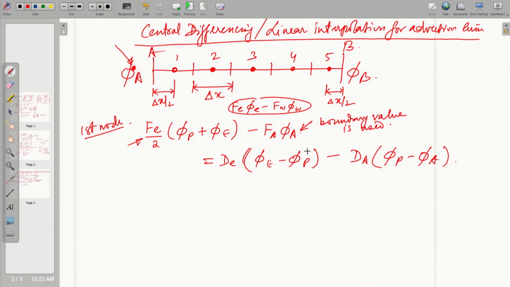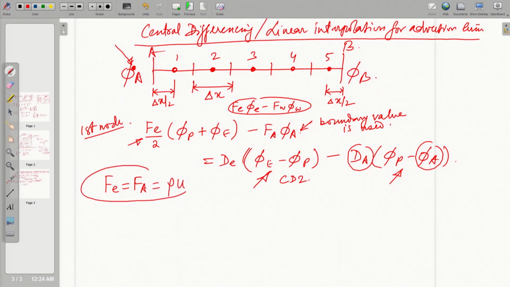Here you notice that this is a regular calculation based on the CD2 scheme, which we have already talked about, while again over here the boundary value has to come in, and then d again has to be defined in a different way. Let us see how we do these definitions. First thing is that F e is equal to F a is equal to rho u. This has to be conserved station to station, it cannot change, right. That is by the continuity equation. So, you may as well define it as say capital F if you wish.